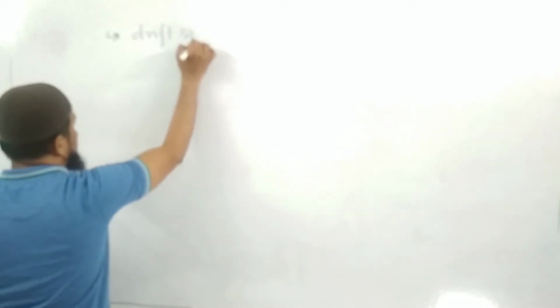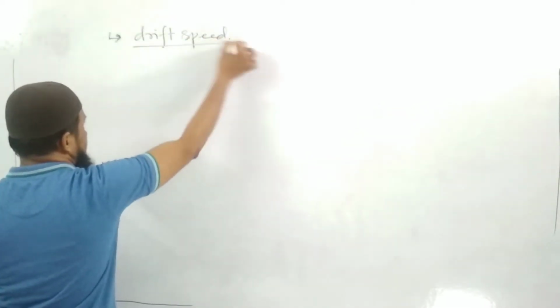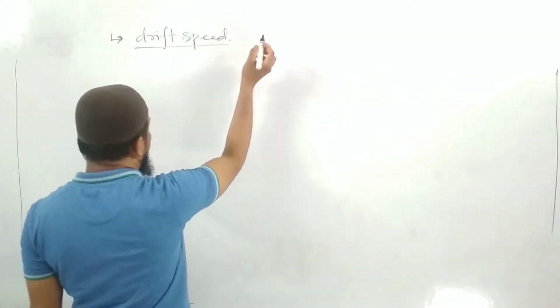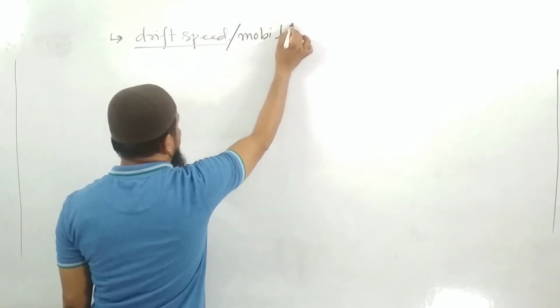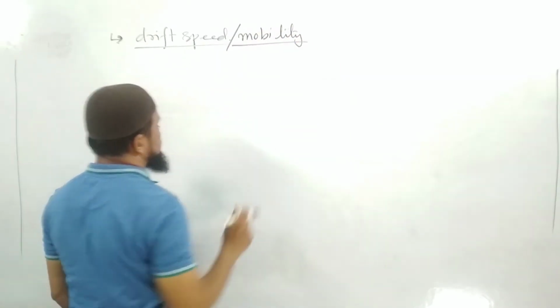So there is drift speed now. Next point is what? Drift speed. And suppose drift speed and mobility. Drift speed and mobility. Let us understand.